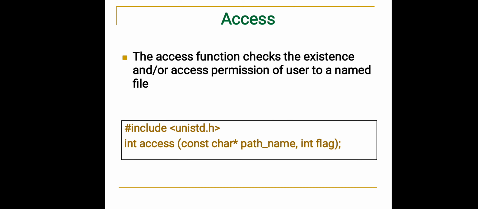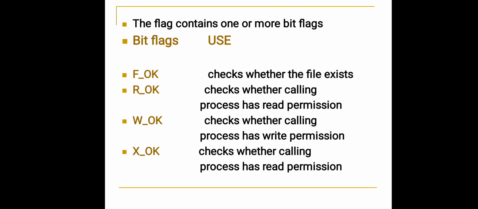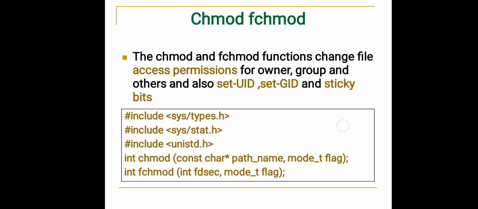access. The access function checks the existence and/or access permission of a user to a named file. #include <unistd.h>, int access(const char *path_name, int flag). The flag contains one or more bit flags: F_OK checks whether the file exists, R_OK checks whether the calling process has read permission, W_OK checks whether the calling process has write permission, X_OK checks whether the calling process has execute permission.